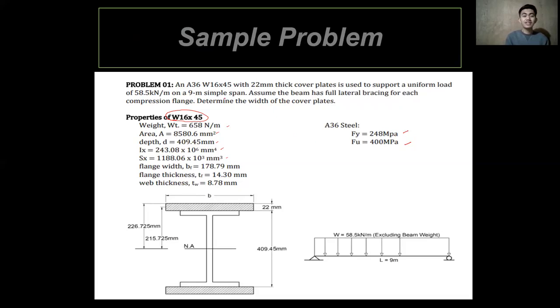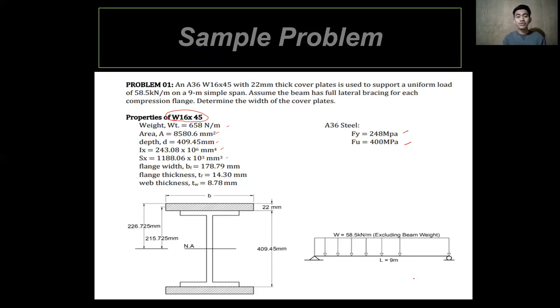An A36 W16 by 45 with a 22 millimeter thick cover plates. So the thickness of your cover plate is already given. It is used to support a uniform load of 58.5 kilonewton per meter on a 9-meter simple span. That is why we have this diagram: uniform load and a simply supported beam, simple span, having a length of 9 meters.